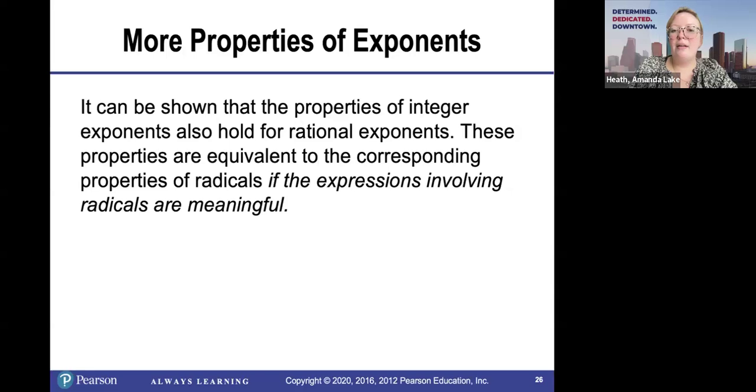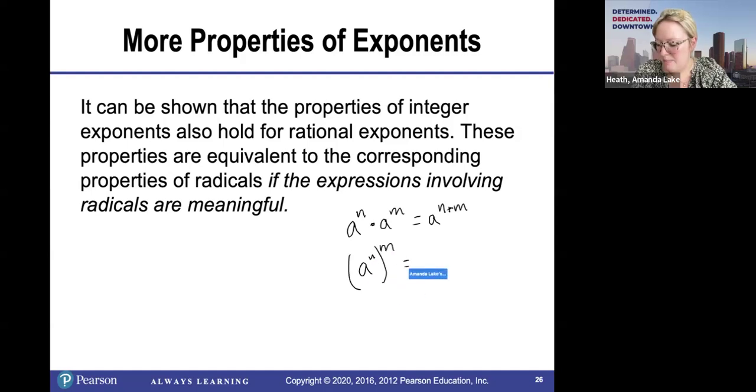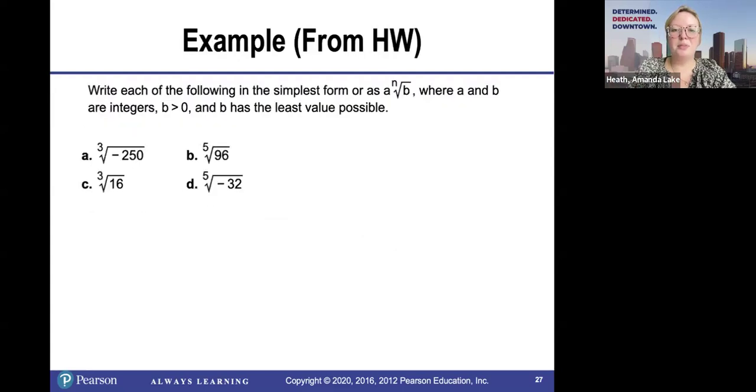All right, so we have properties of integer exponents. Those also hold for rational exponents. So multiplying exponents together, adding them. If we have a to the n times a to the m, that's equal to a to the n plus m. And if we have a to the n to the m power, that's a to the n times m. And the same thing is true whether n and m are integers or if they are rational numbers.